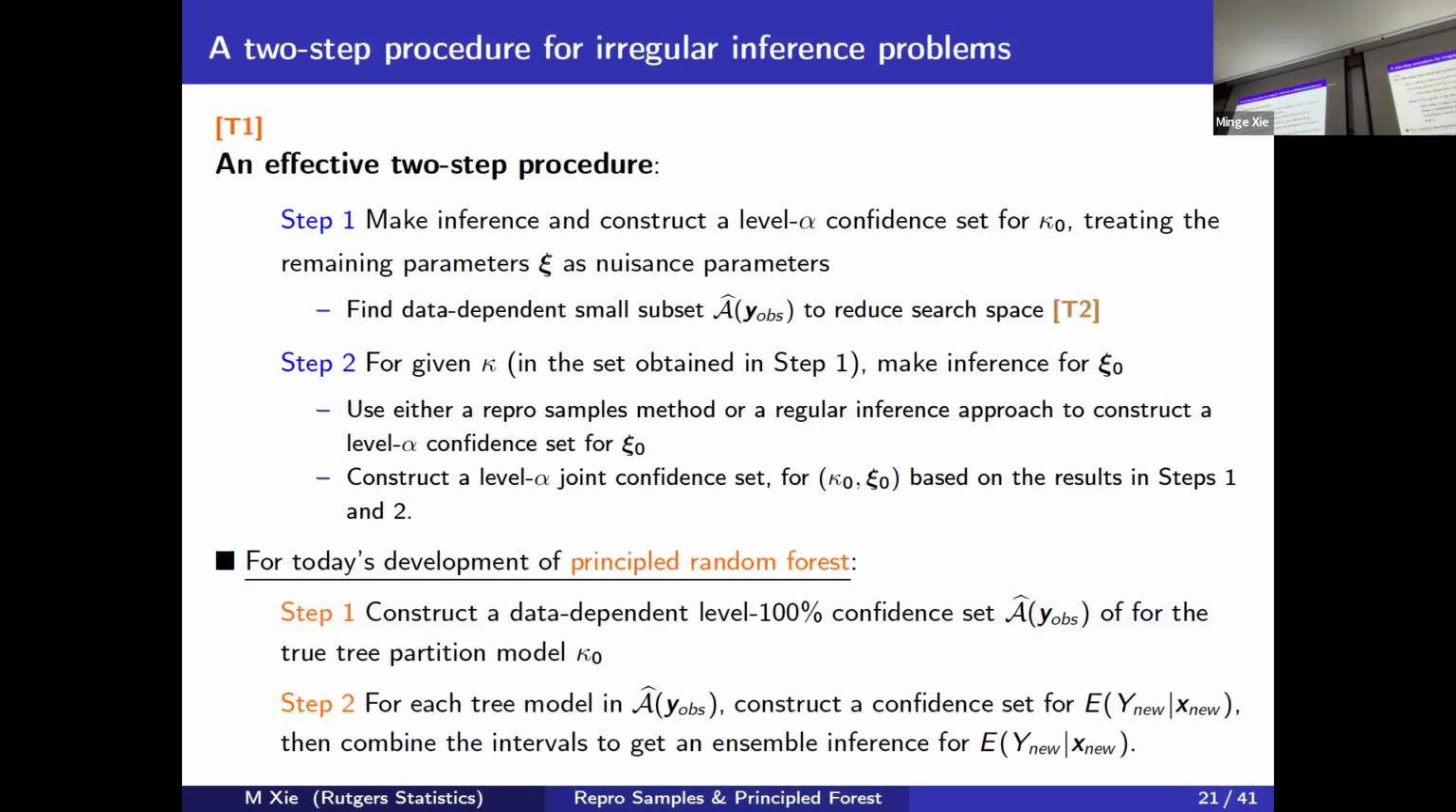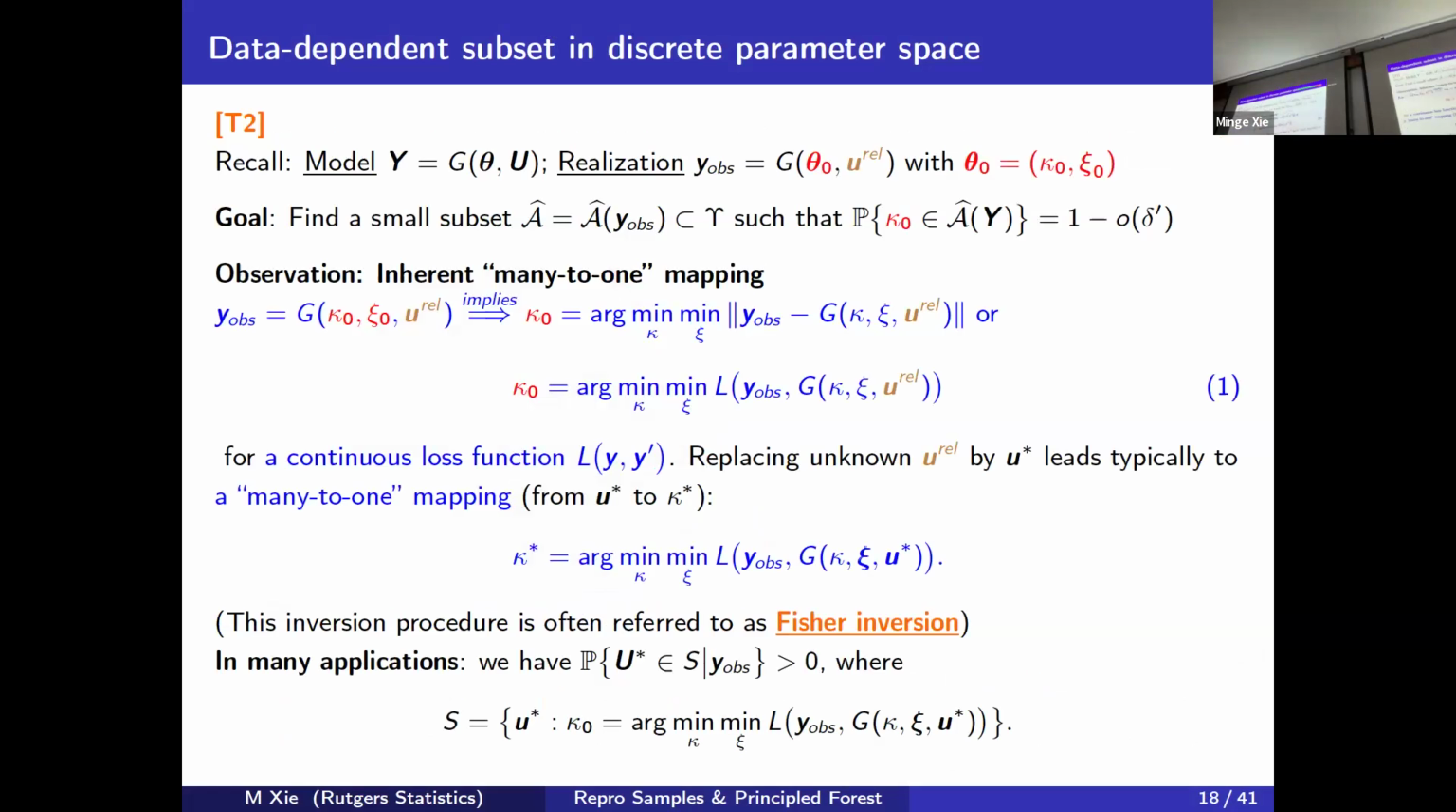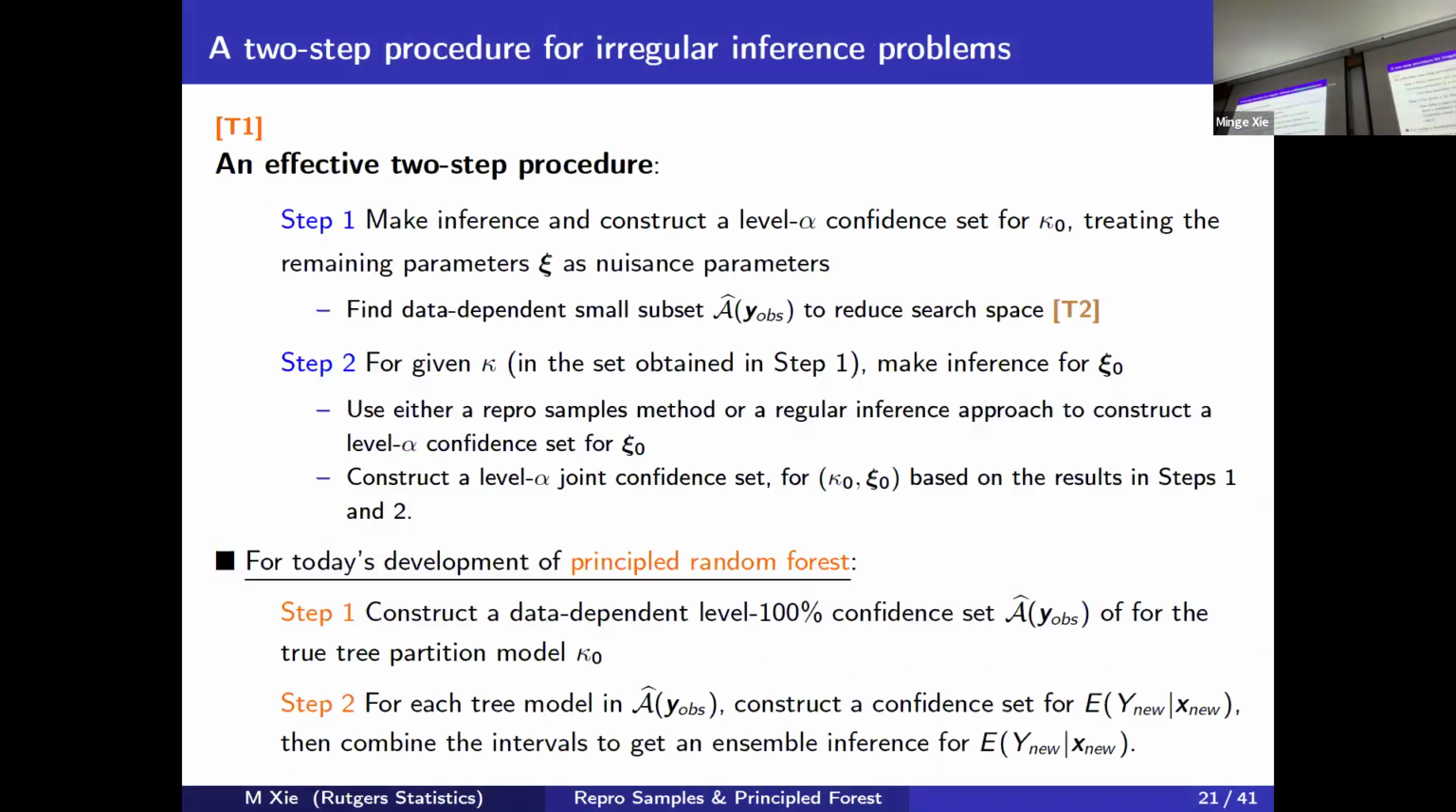Basically, I am using this kind of Fisher idea. The second one is called the Fisher inversion method. This is more directly related to the fiducial method, and this is a kind of fiducial method. What we do is construct the data-dependent candidate set. First, I use this Fisher inversion technique 2 to get a 100% candidate set, or 100% confidence set, for the tree model. Then for each of the trees in this collection, we can construct a confidence set for my predictions, and then combine and assemble them together to get the inference. That is the idea.